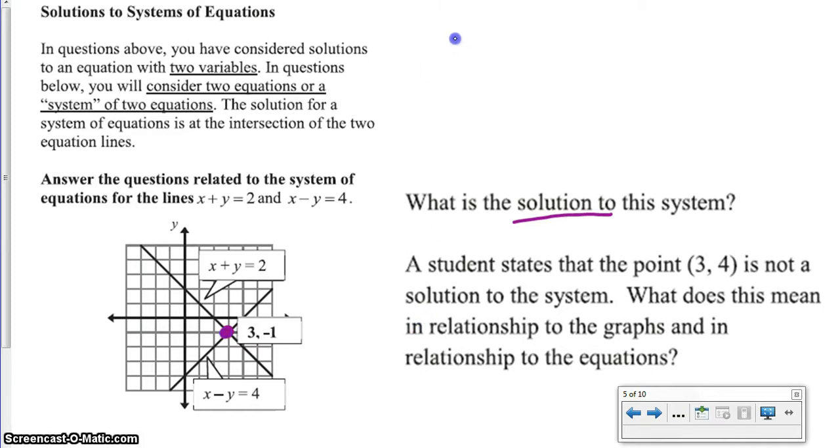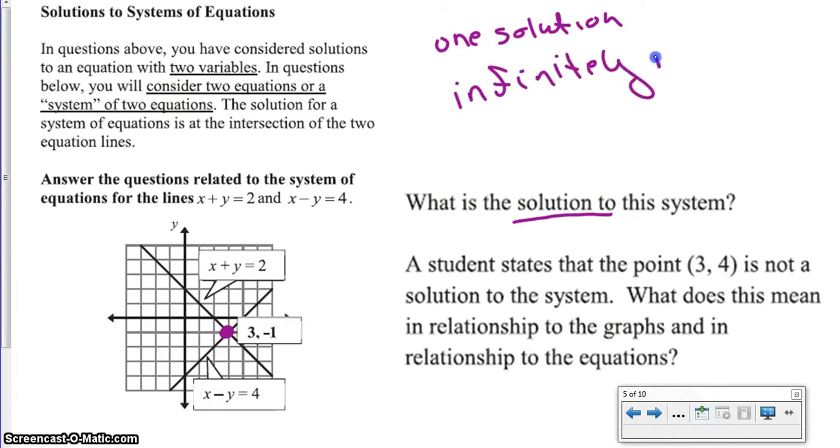Now, please remember, as we continue with this slide, that there are a variety of solutions depending on the system. You can have one solution. You can have infinitely many solutions. Or you could have no solutions. All right?